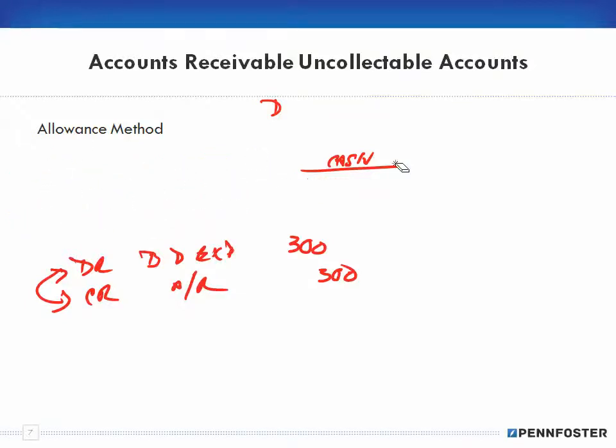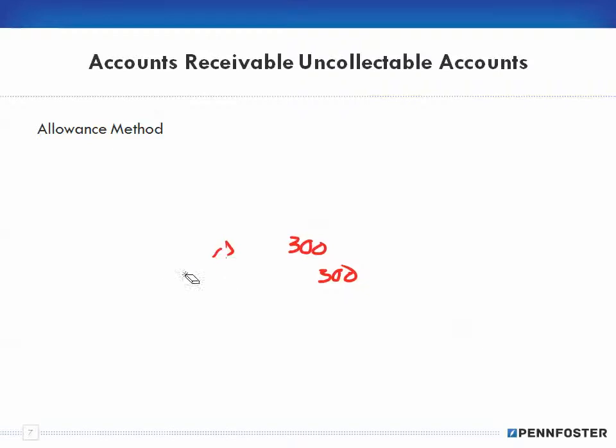That works good if we only have a limited number of clients that we can keep track of, whether that's 50, 100, 150. But when you have thousands of clients, like a bank or a credit card company, it's just impossible to keep track of each and every individual customer that you have. So that's where the allowance method comes in.